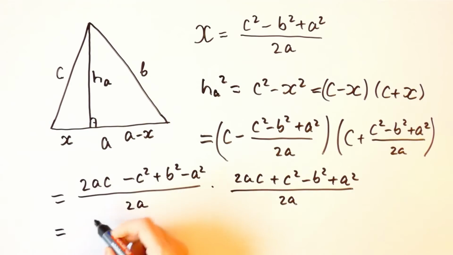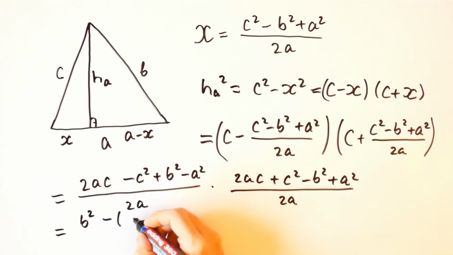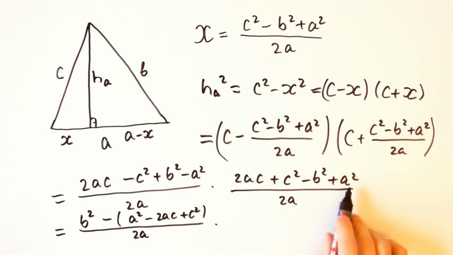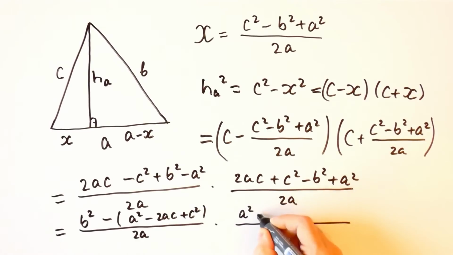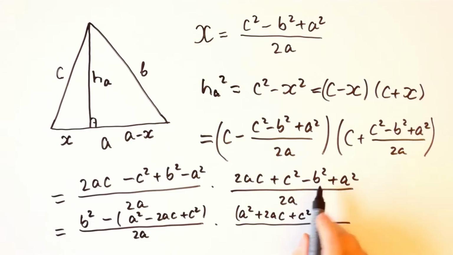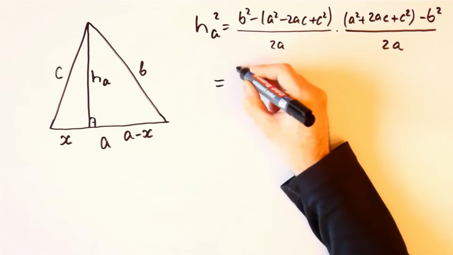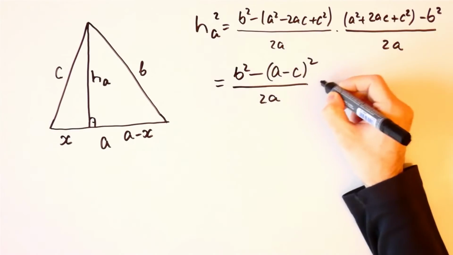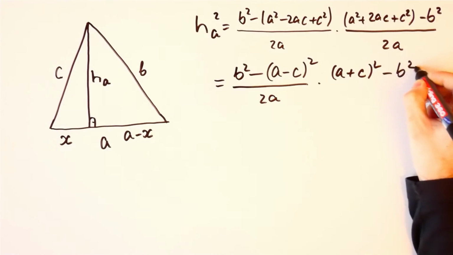This is equal to (b squared minus a squared minus 2ac plus c squared) over 2a, and this is equal to (a squared plus 2ac plus c squared minus b squared) over 2a. Let's just rewrite this. Now this is equal to (b squared minus (a minus c) squared) over 2a times ((a plus c) squared minus b squared) over 2a.